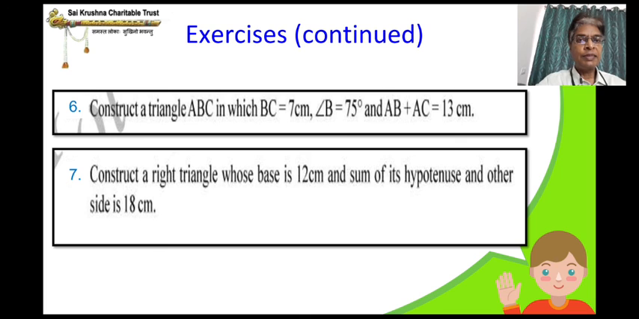Similarly, in question number 7, right angle. So you know what a right angled triangle is. The angle is given, base is given, and hypotenuse is given. So that means hypotenuse plus the other side is given. So one base is given, one angle is given, and the sum of the other two sides is given. So you can construct the triangle based on this.